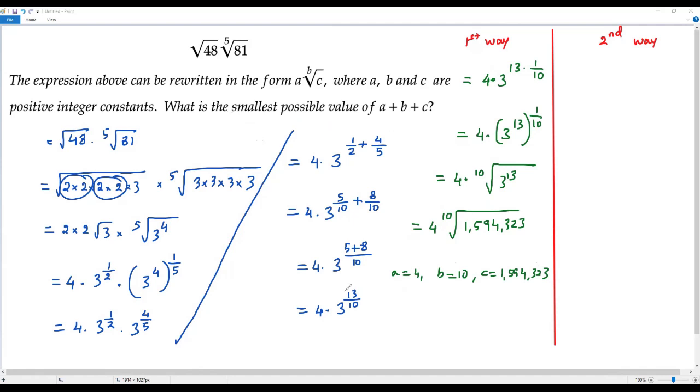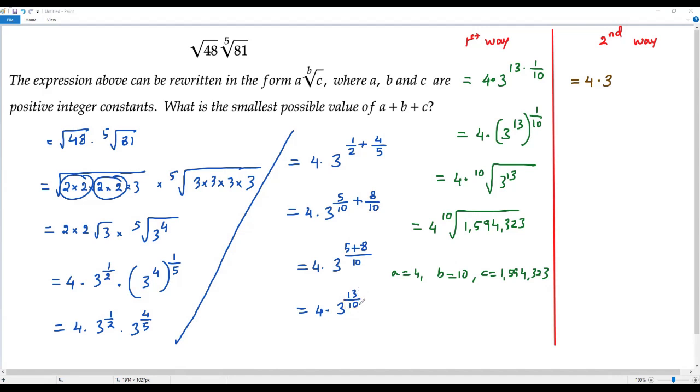Now let me continue the same problem from this step in the second way. That is 4 times 3. Now let's consider the exponent we have over here. It's an improper fraction because the numerator is greater than the denominator. Then we can write this improper fraction as a mixed number.